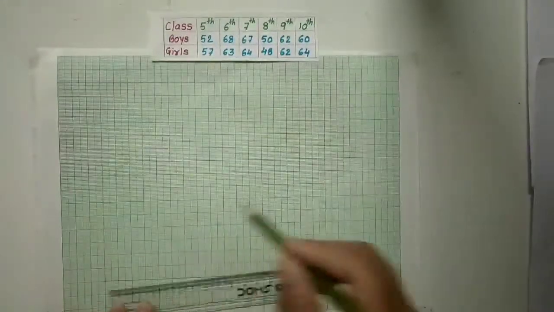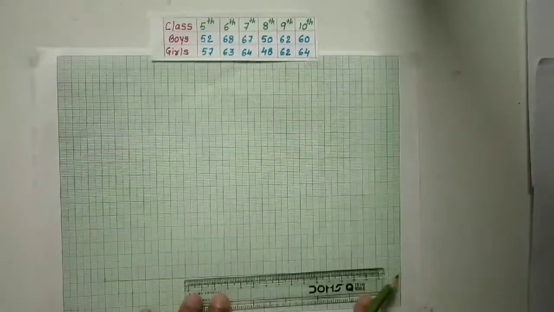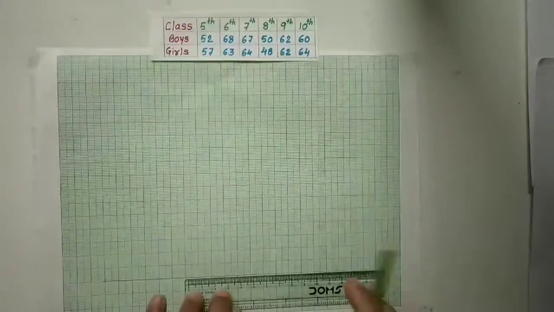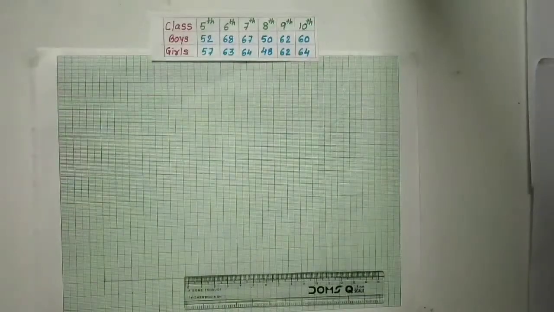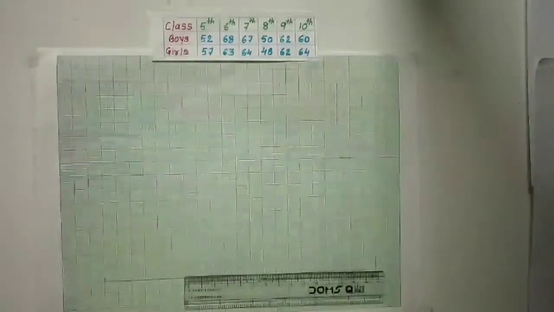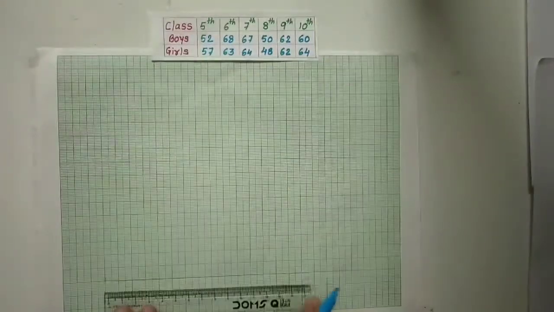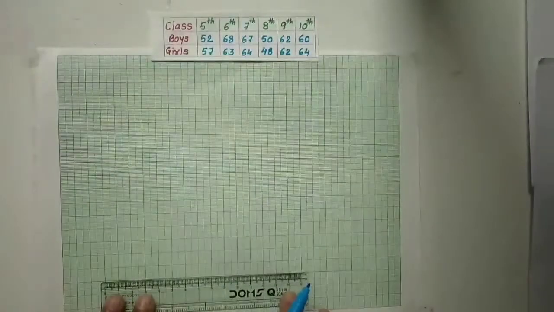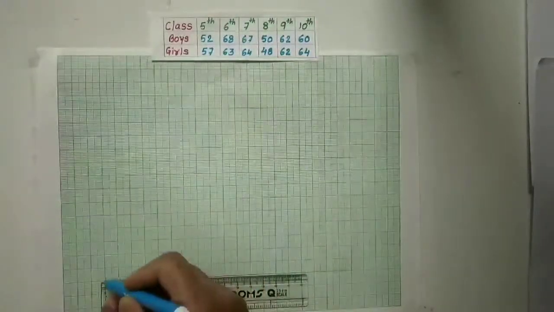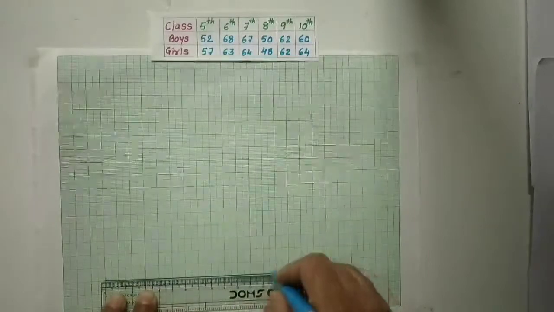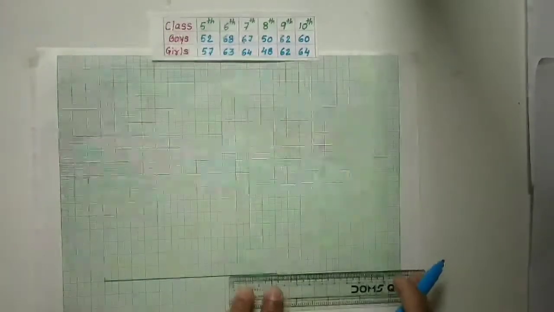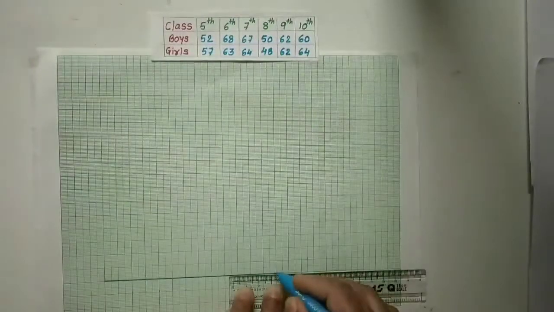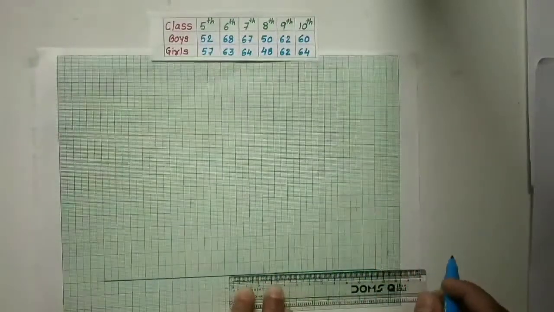With the help of a ruler and the pencil, we'll draw the x-axis. Students, I'll take the pen, but you don't take a pen, you draw with a pencil. You don't use a pen, you use a pencil, and that is also a pointed pencil.